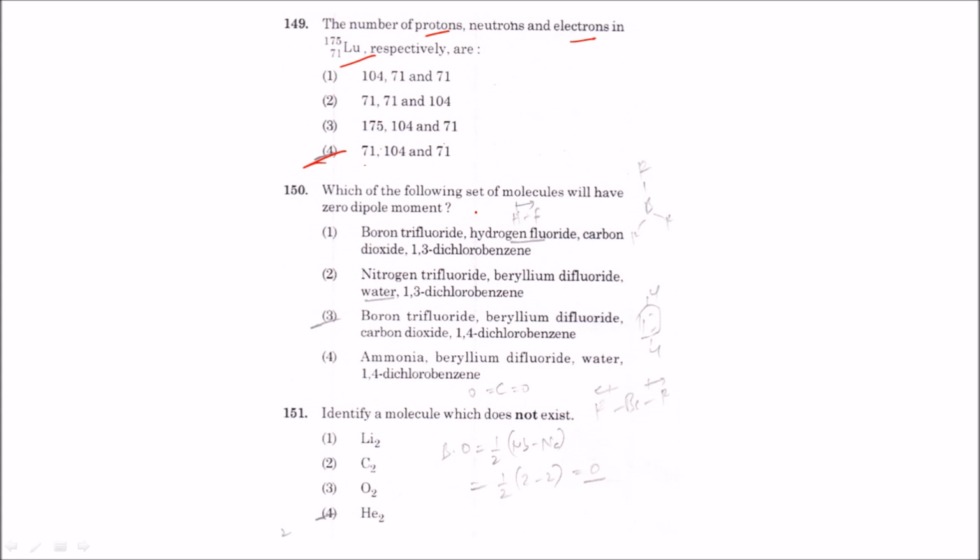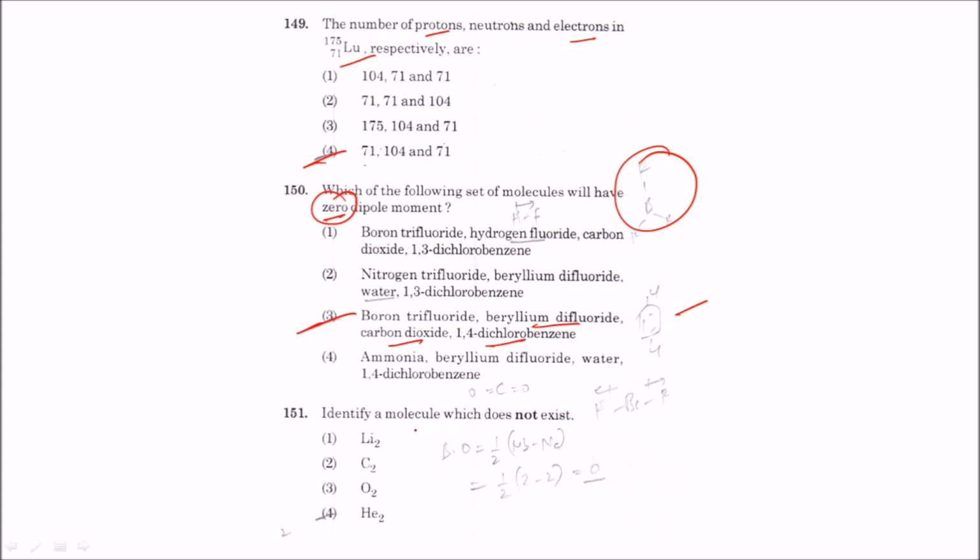150. Which of the following set of molecules will have zero dipole moment? Okay, so zero dipole moment. We know boron trifluoride has zero dipole moment, right? Then we have beryllium difluoride, a linear molecule. This also has zero dipole moment. Carbon dioxide, linear, zero dipole moment. And 1,4-dichlorobenzene also has zero dipole moment. Okay, so the right option for this is the third one, BF3, BeF2, carbon dioxide CO2, and 1,4-dichlorobenzene. All have zero dipole moment.